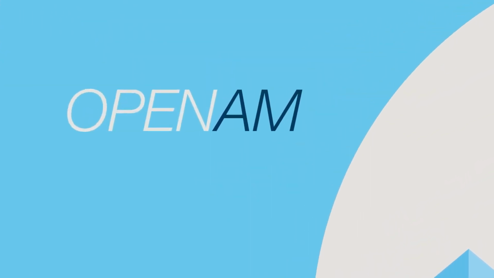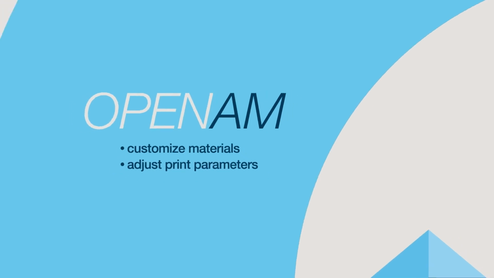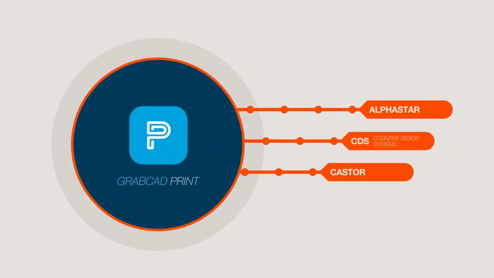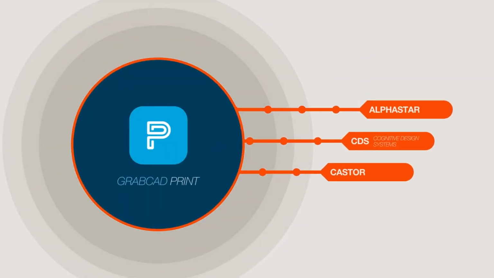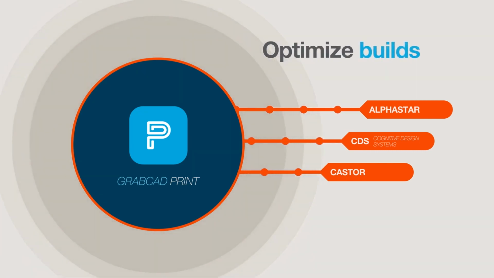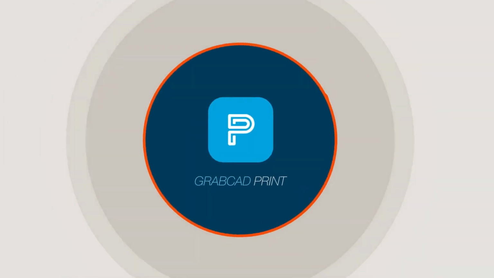OpenAM software allows you to customize materials by adjusting print parameters, which affects the capabilities and characteristics of printed parts. These plugins are directly connected to the GrabCAD Print Pro software and offer complementary functionality. They allow users to optimize builds, budgets, and overall processes.